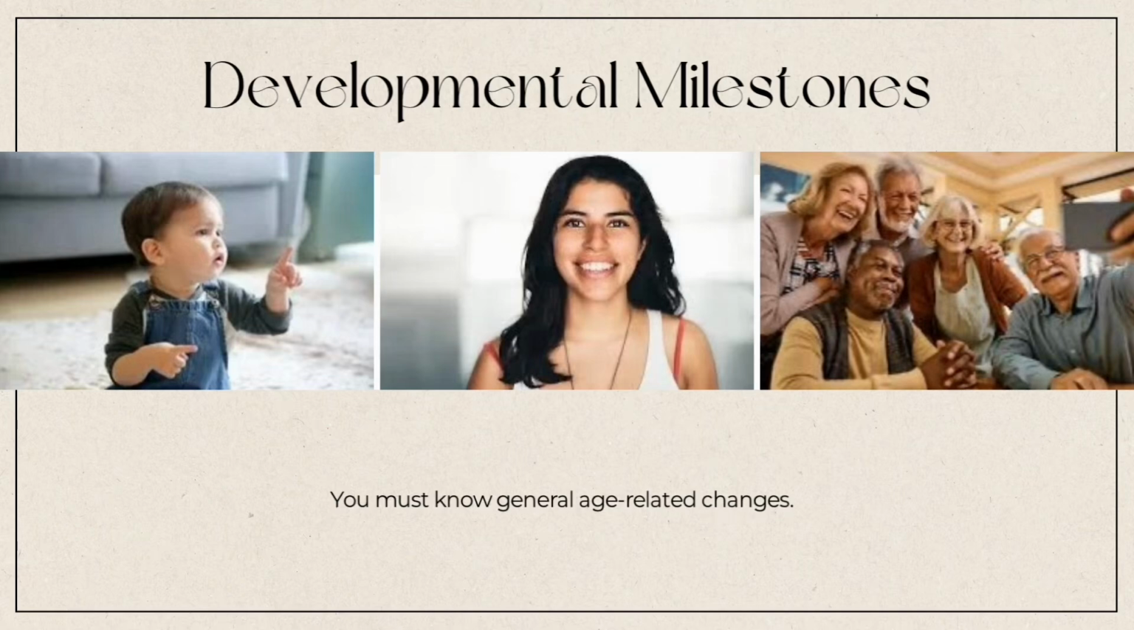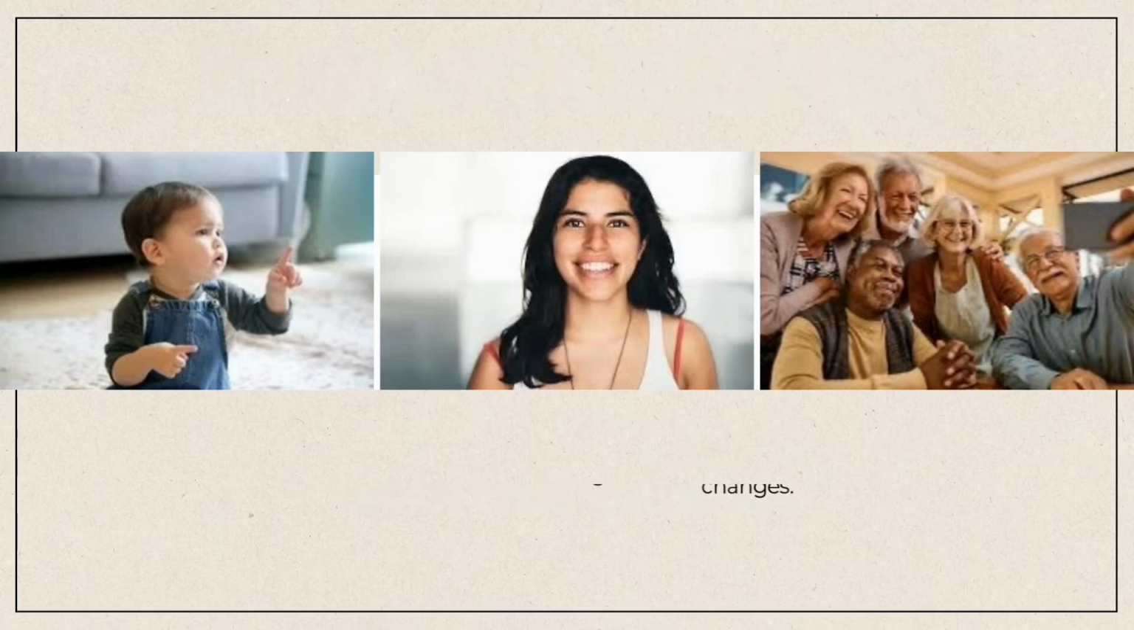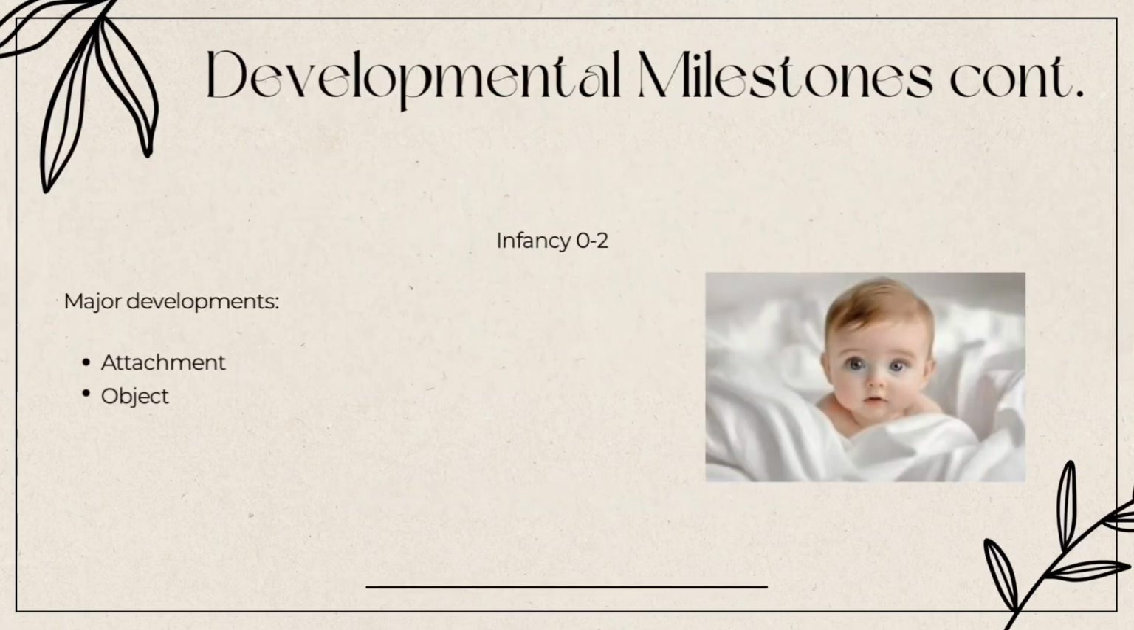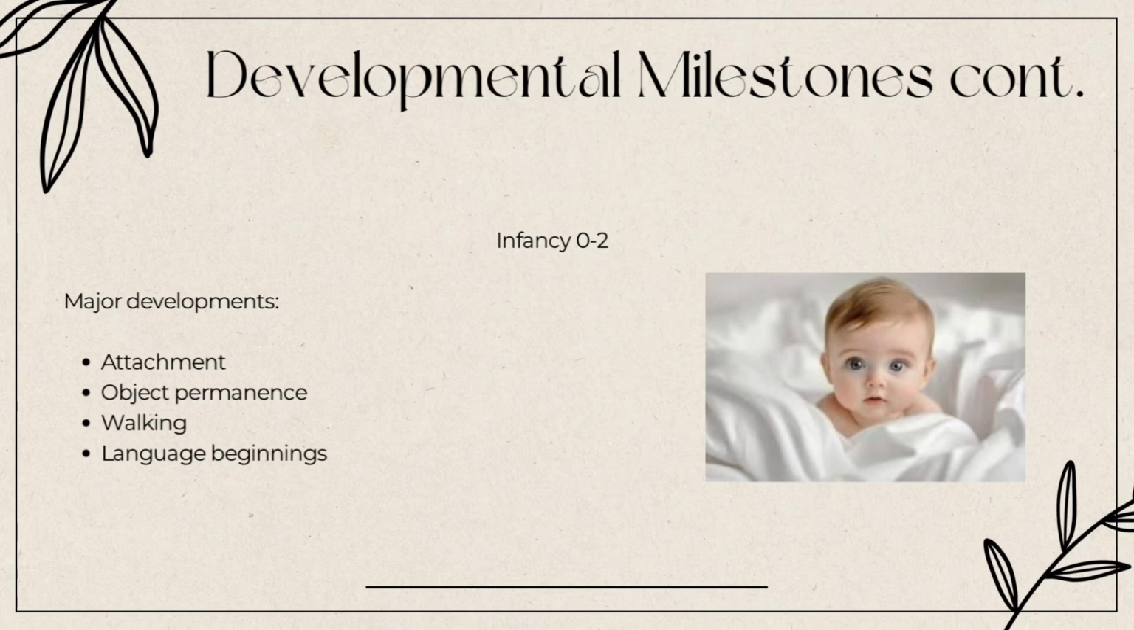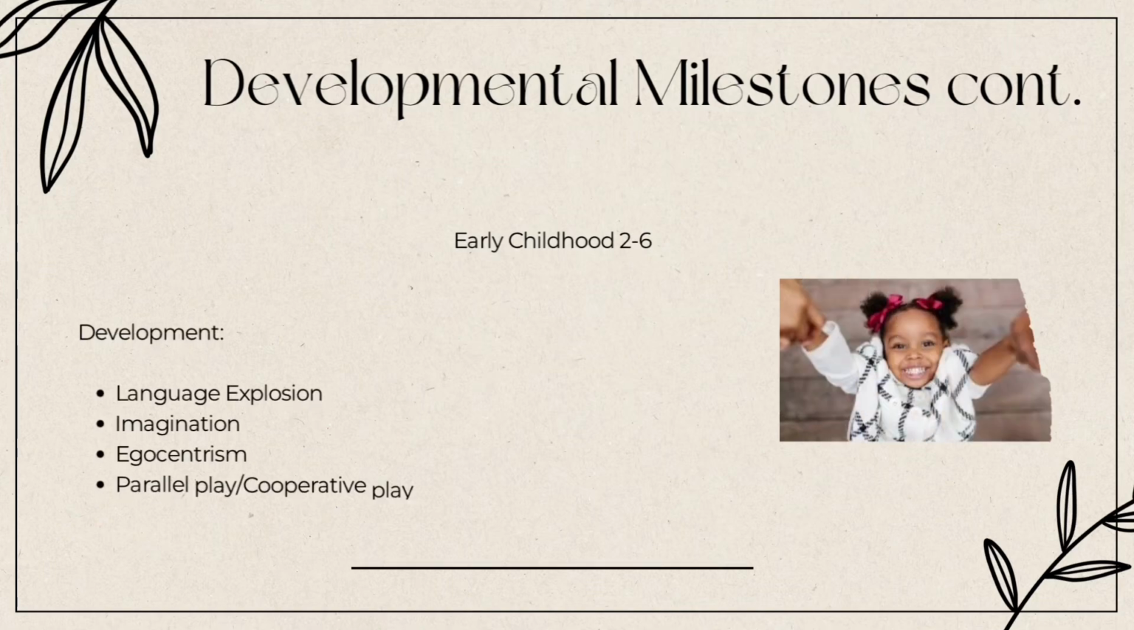Developmental milestones. You must know general ages related to changes. Infancy is 0 to 2 years old. Major developments are attachment, object permanence, walking, and language beginnings. Early childhood is 2 to 6 years old. Development in this age range looks like language explosion, imagination, egocentrism, and parallel play.